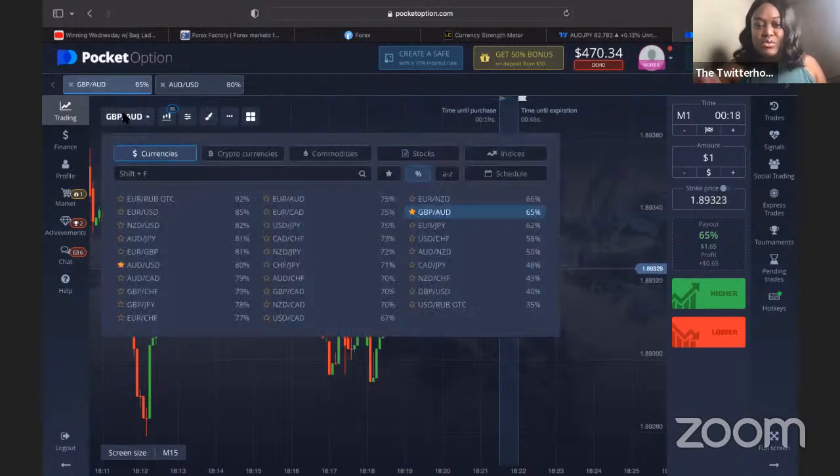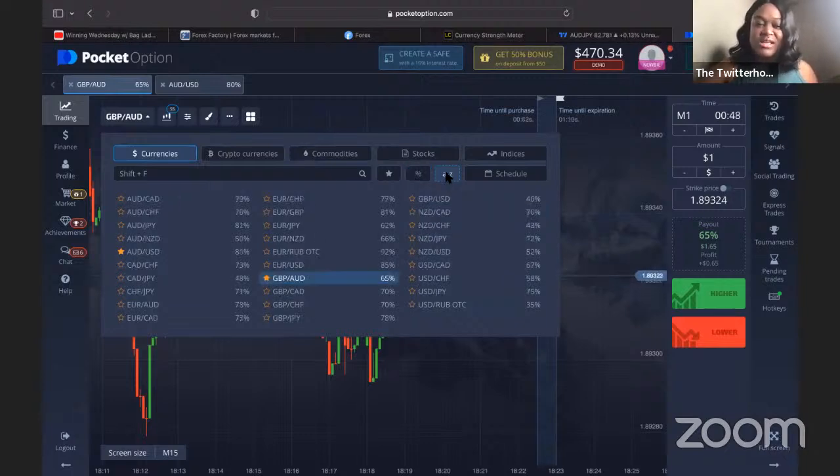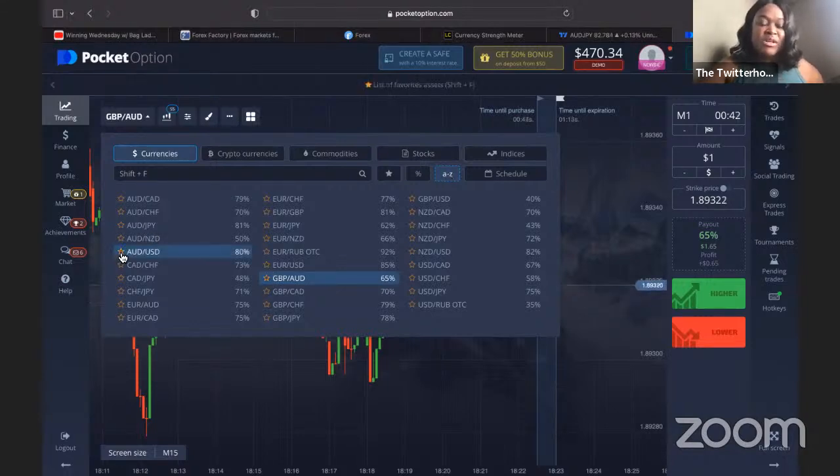And as a new trader using this platform, when you log in, it's going to be on stocks, I believe. You want to select currencies. So select currencies, and then it's going to be on percentage. So it starts from the highest percentage payout, being 92%, all the way down to the lowest percentage, being 35% payout. Ooh. Well, I'm going to change it to A to Z, because if I'm going to be looking for currency pairs, alphabetical will make it easier for me to find, I believe, right? So say we decide we want to trade Euro USD.